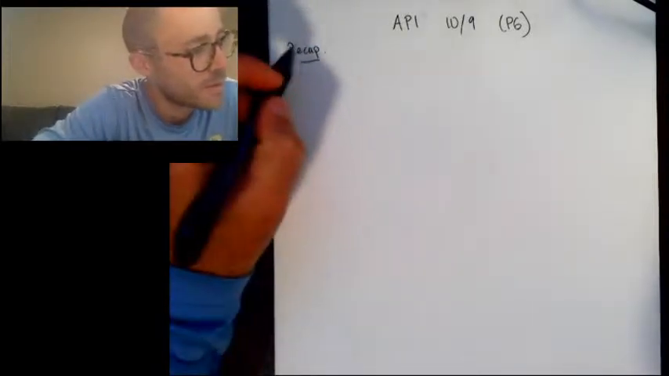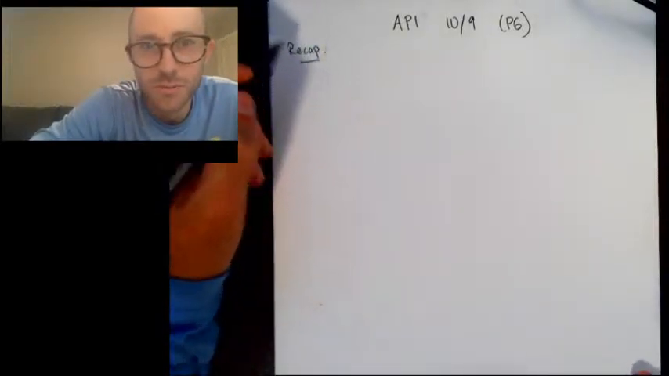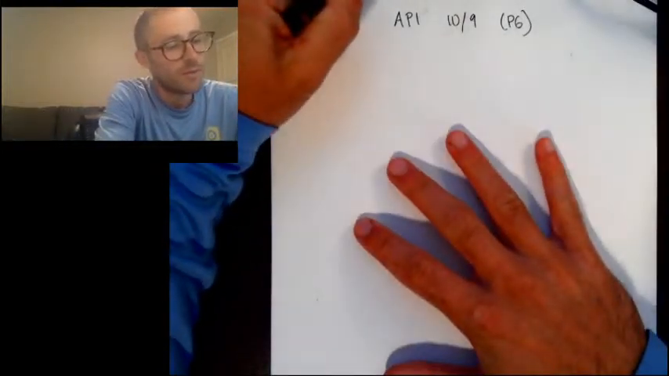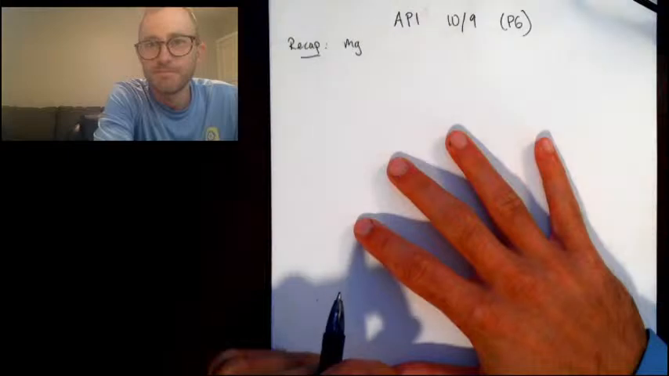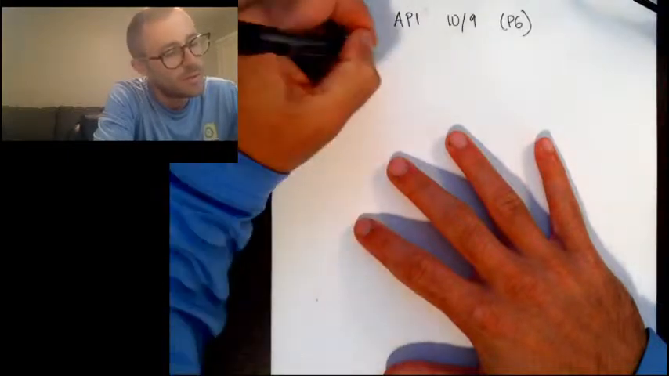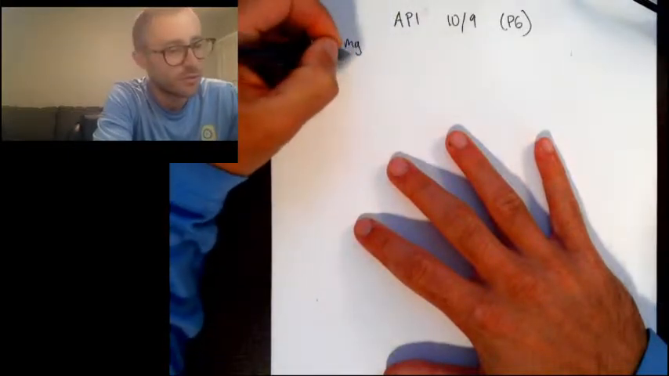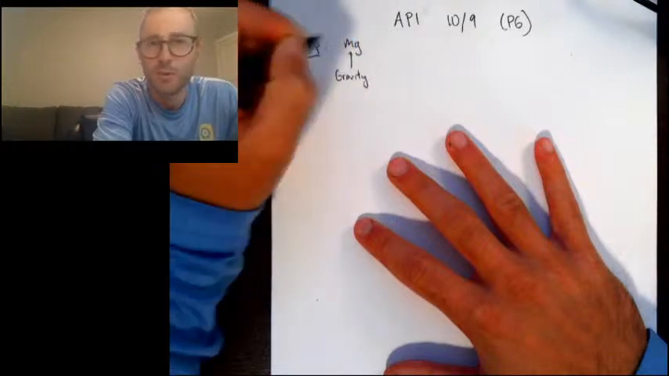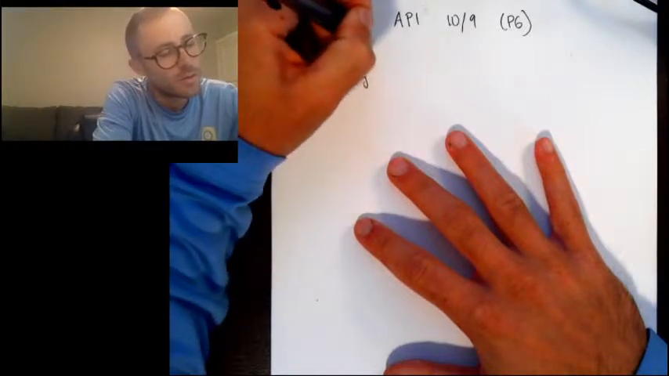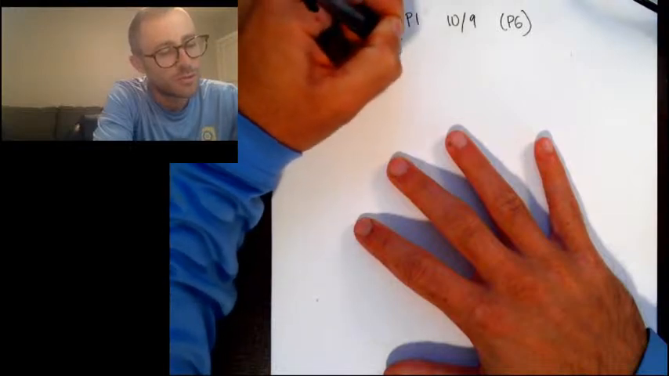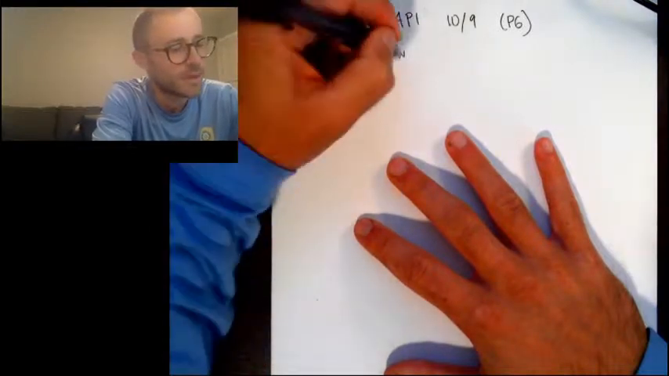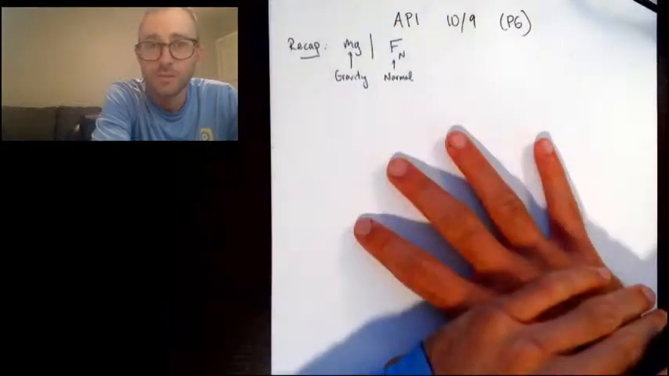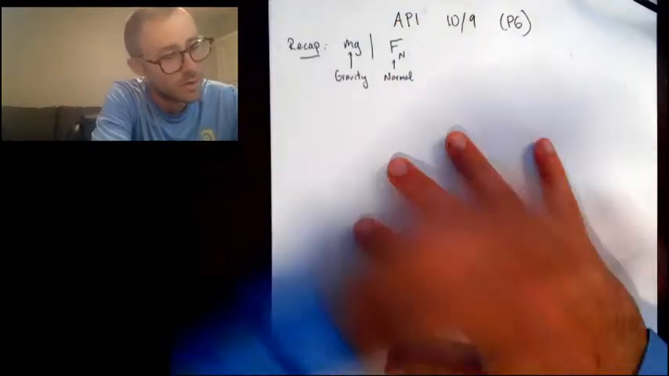Okay. So we were learning about some different forces. We learned about the weight force, which is denoted by mg. So the weight force is the force due to gravity. It points downward. We learned about the normal force, which is denoted by F sub n. That's the force that keeps objects from moving through the floor.